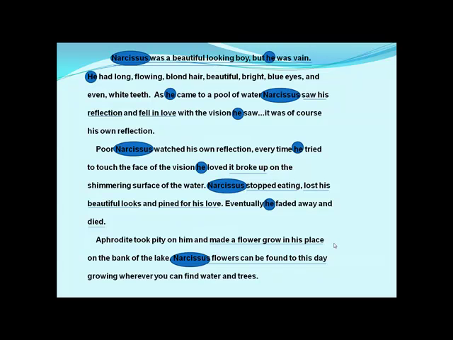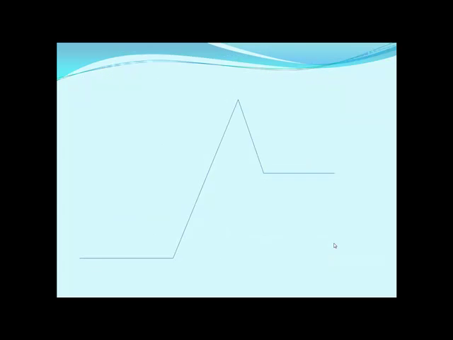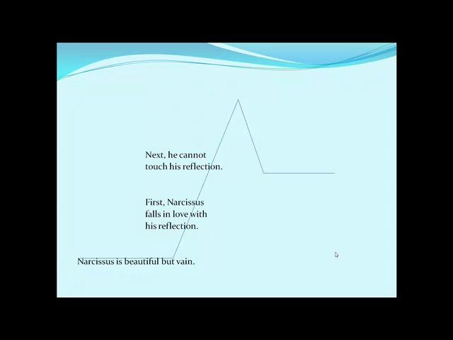And now we can use our information to fill in a blank plot line. So in here we're going to use our own words to fill in what happened in the story. At the bottom goes our conflict. Narcissus is beautiful but vain. And then we have a first, next, then, and the rising action. We're building suspense leading towards the climax. First, Narcissus falls in love with his reflection. Next, he cannot touch his reflection. Then he stops eating and loses his beauty.